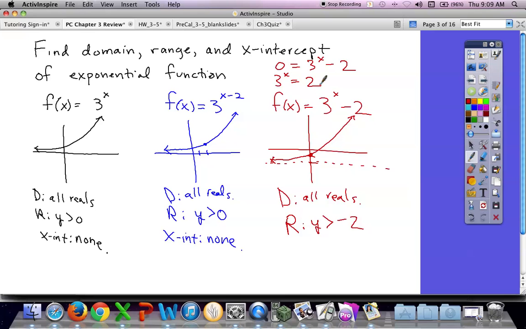How will we solve that? It's an exponential equation at that point. So what would we normally have done? Take the log of both sides. Which log of both sides? Probably the log base 3. Make it match. Right? So this would be x equals log base 3 of 2.